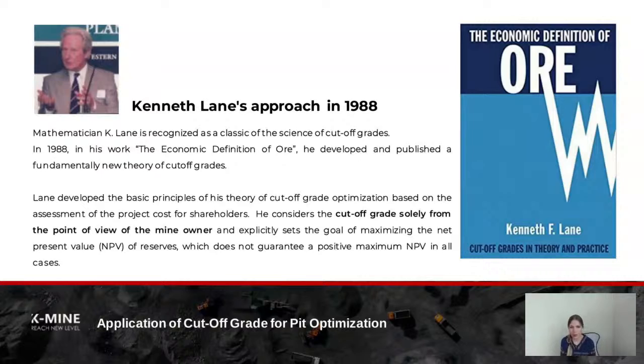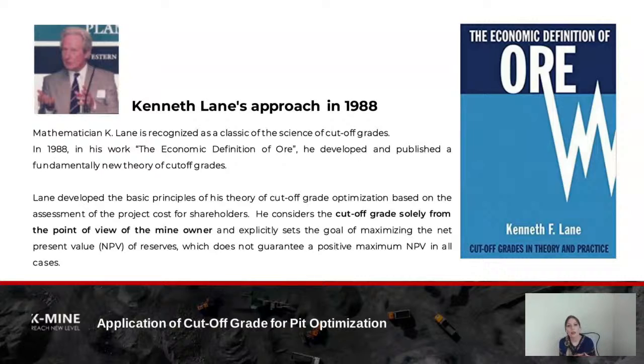In addition to the financial and geological parameters that are used in the break-even analysis and Mortimer's assessment, Lane takes into account in his theory the third component of the mining process, which is the ability of the production system to control the flows of 3 types of materials, namely rock mass, ore, and product. So Lane developed the basic principles of his theory of cutoff grade optimization, which is based on the assessment of the cost of the project for shareholders.